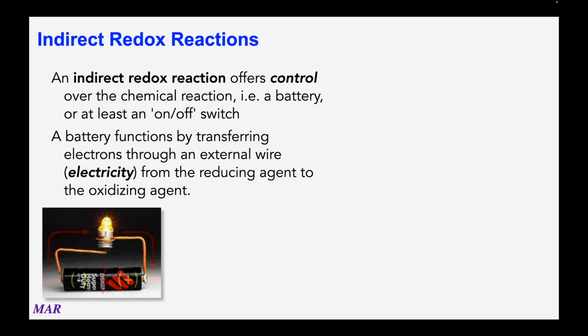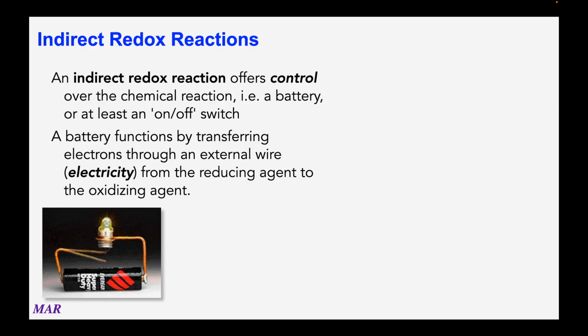So for example, if you're flipping channels on the TV, you don't want the remote control to be on all the time. You just want to make things happen when you press the button. Well, pressing the button completes the circuit, electrons start flowing, and that's what allows you to change the channel, turn the volume up or down or something like that.